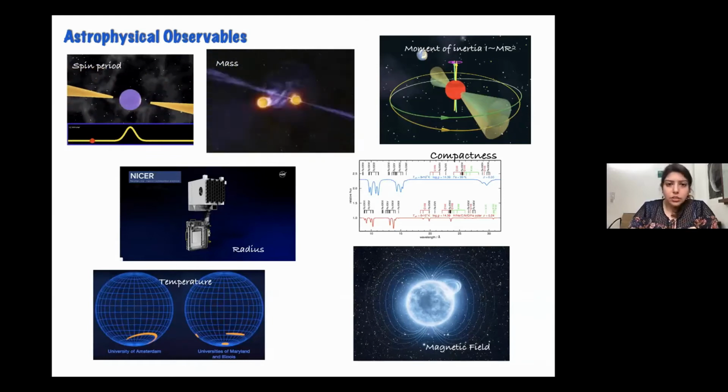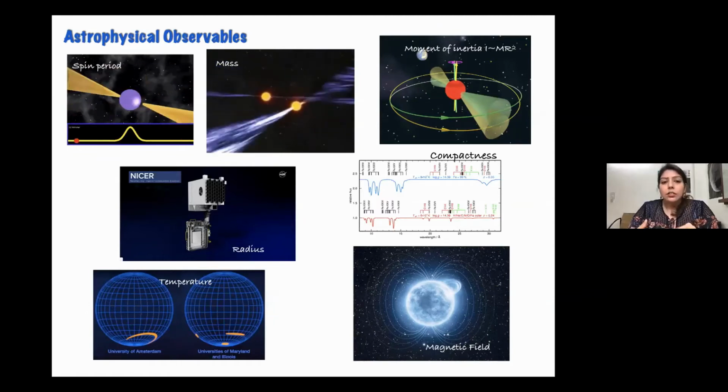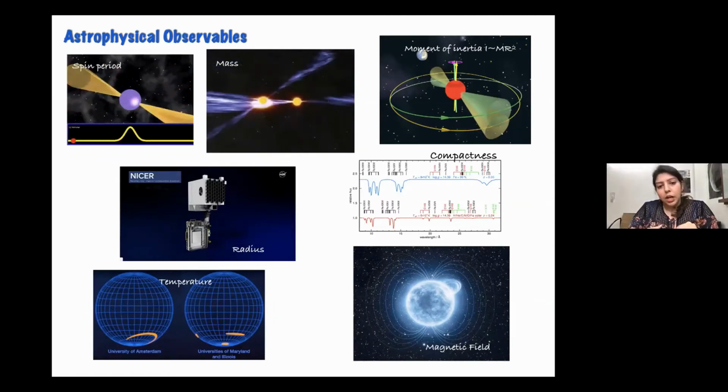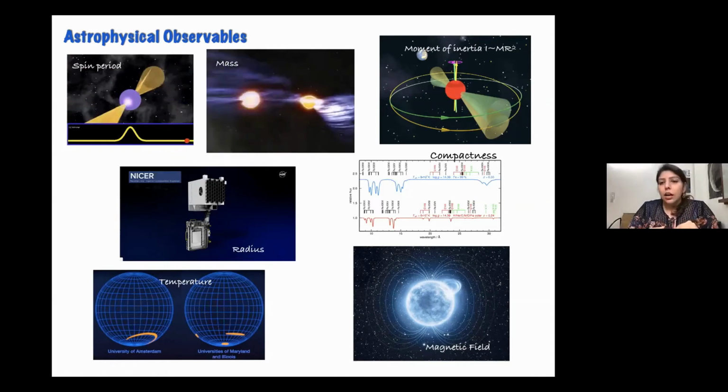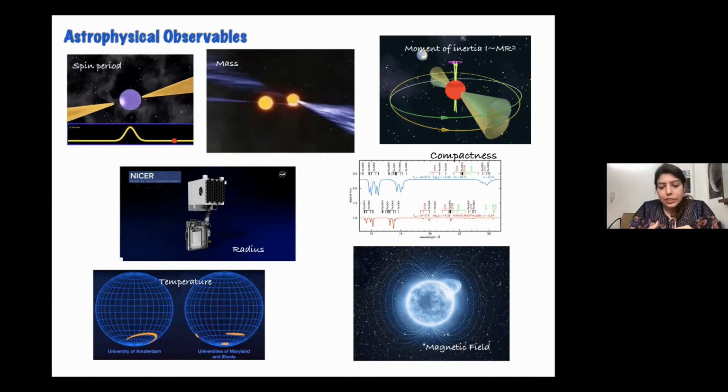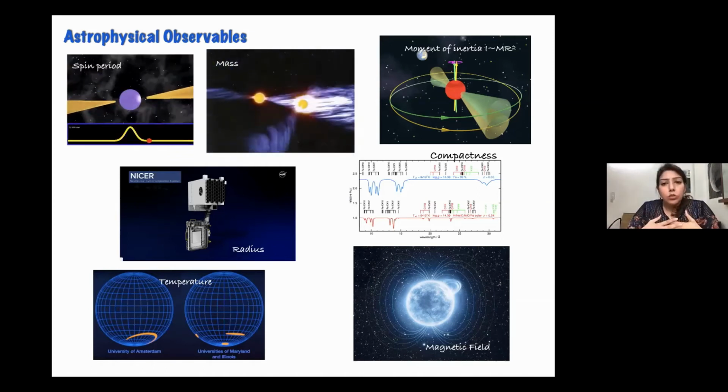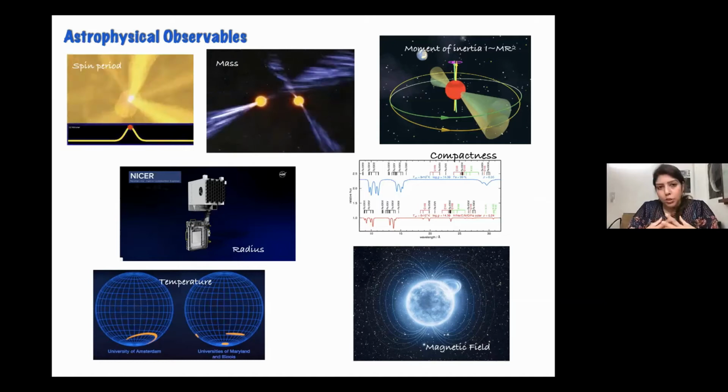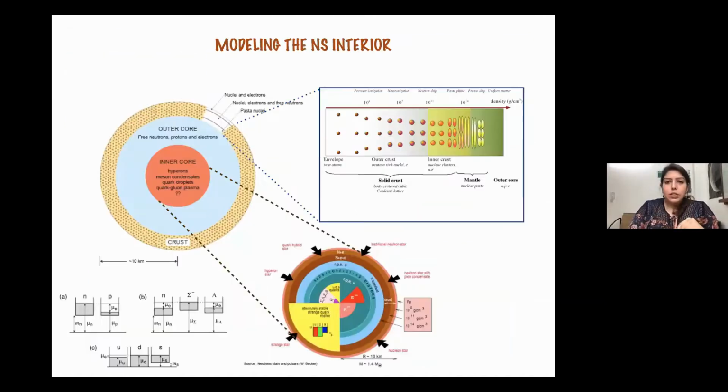Already Jim earlier during this meeting talked about in great detail the different observables like mass and radius and how they are determined. Moment of inertia, compactness, temperature, magnetic field, and so on. So this gives us a fairly good idea about the global properties of neutron stars. But what is a big challenge is to be able to describe the interior of the neutron star. The reason is this: from the mass and radius, we have an idea of how dense the matter inside the core can be.